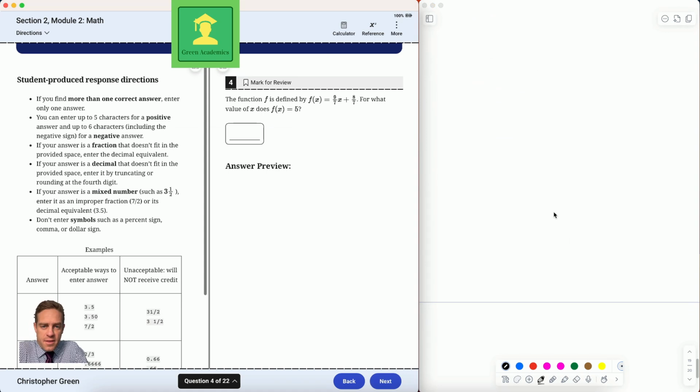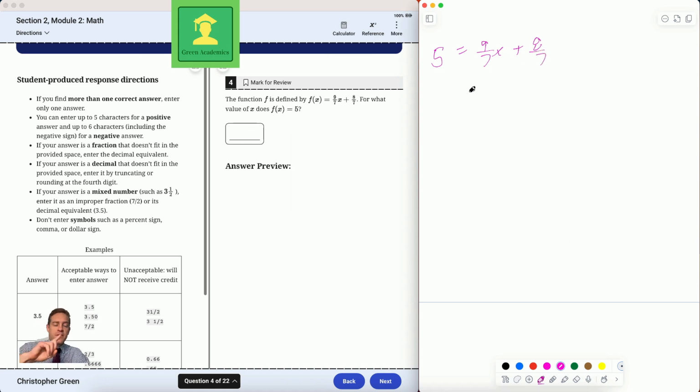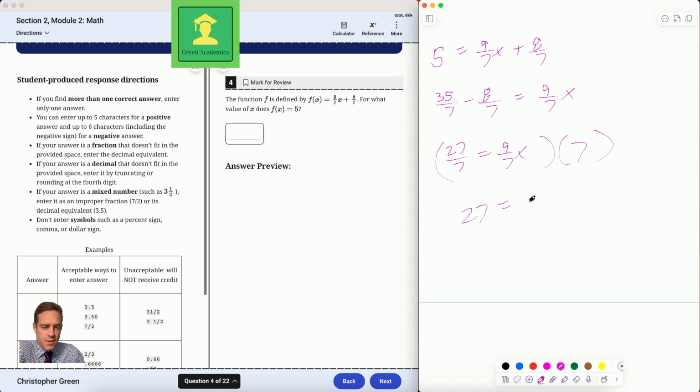Function f is defined by that. For what value of x does f of x equal 5? As in, what input value gives you 5 as the output value? So 5 equals 9/7 x plus 8/7. I'm going to subtract 8/7 from both sides by going common denominator and writing this as 35/7 minus 8/7 equals 9/7 x, which is what? 27/7 equals 9/7 x, and multiply the whole thing by 7 to clear out the denominators. Is 27 is 9x, so x is just 3.